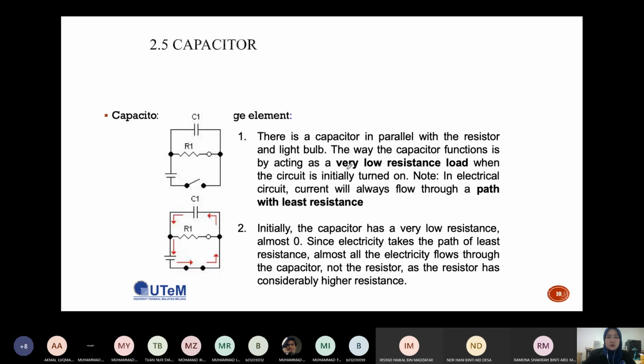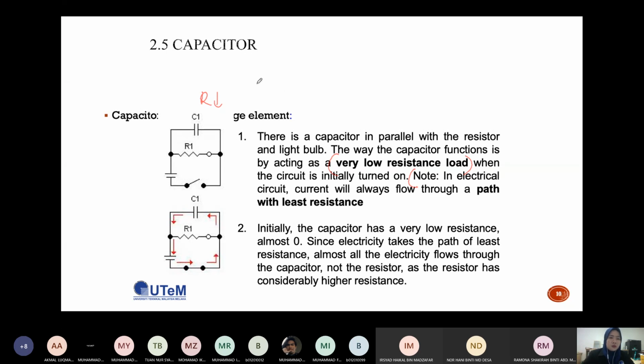So take note, the capacitor has a very low resistance when the circuit is initially on. Basically, the capacitor here has a very low resistance when the circuit is initially turned on. You must know that in an electrical circuit, current will always flow through the path with the least resistance. Current will always flow through the path that has lower resistance.